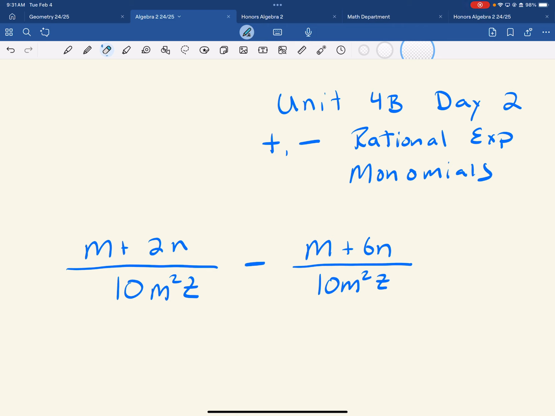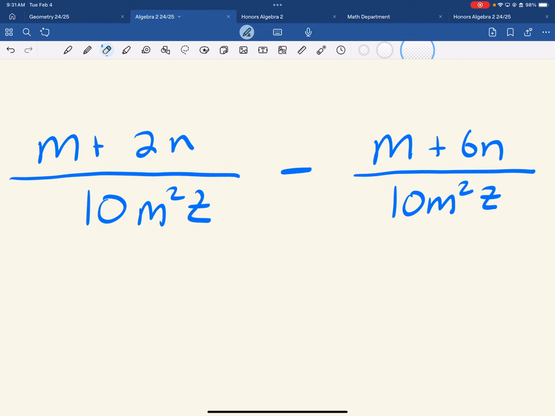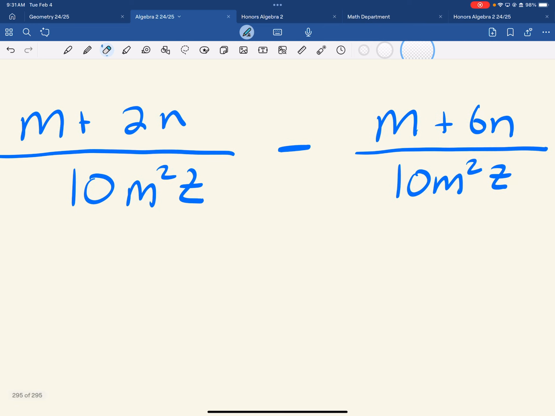All right, so the first one. Again, all we're going to do today is just a bit of review from yesterday, make sure we can do these and solve away. So we have these two. M plus 2n over 10m squared z minus m plus 6n over 10m squared z.